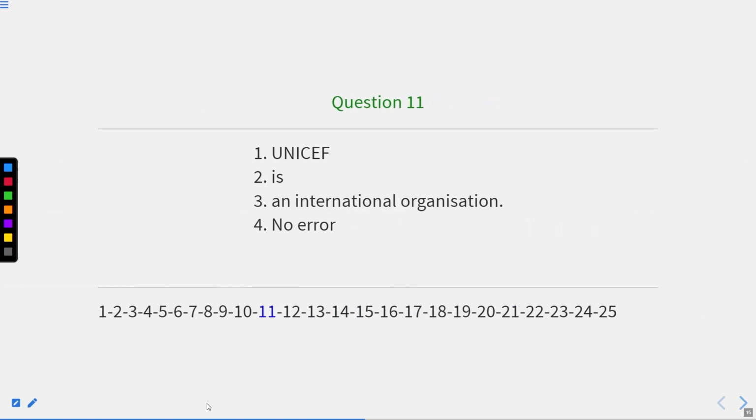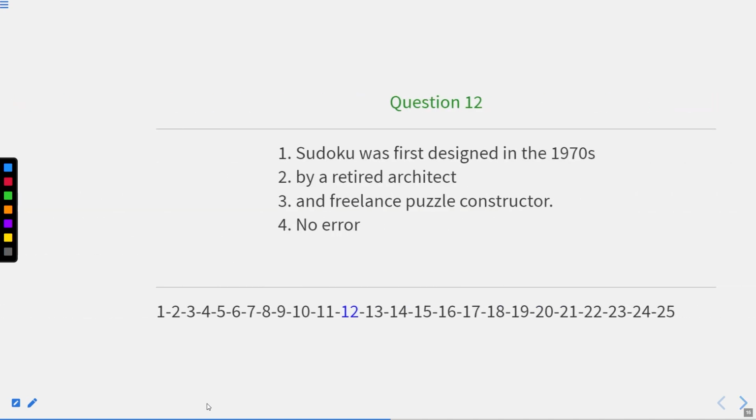UNICEF is an international organization. Now, I told you whenever we talk about any acronym or the short forms or the unique bodies like WHO, UNICEF, before these, we need to put an article. That is the. So here we should write the UNICEF. The UNICEF is an international organization. Okay, now let us move to the next one.